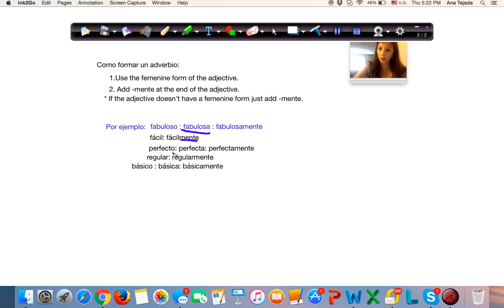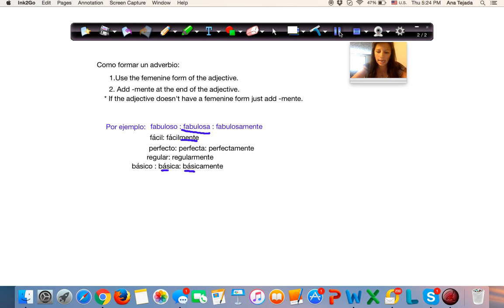Perfecto, meaning that we are going to have a feminine form, perfecta. We want to form the adverb of this adjective. We add mente, perfectamente. Regular, ends in a consonant, doesn't have a feminine or masculine form. Regularmente. Básico, básica. We still have the tilde. And to form the adverb, básicamente, we keep the tilde still there.